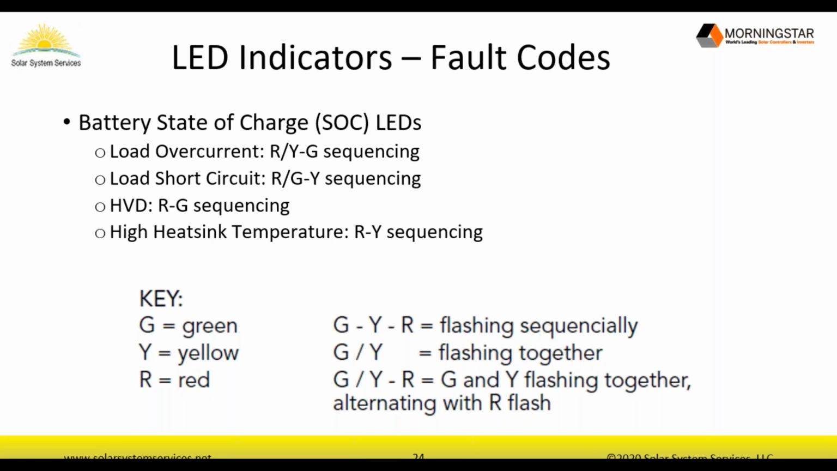Same thing is kind of true here with the other LEDs. If you've got a sequencing red, yellow with green, or with red, green, and yellow, you've got a problem with the load, either an overcurrent or a short circuit. This one is particularly a problem if you've made the mistake of hooking up an inverter to the ProStar, which you should not do. You should hook that directly to a battery. But if you made the mistake of doing that, those generally have a high startup surge to it that would cause the ProStar to go into an overcurrent or an overload situation. And you can pretty much figure that out by looking at that sequence that's flashing.